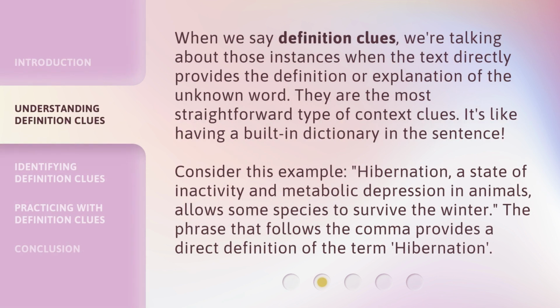When we say definition clues, we're talking about those instances when the text directly provides the definition or explanation of the unknown word. They are the most straightforward type of context clues. It's like having a built-in dictionary in the sentence. Consider this example. Hibernation, a state of inactivity and metabolic depression in animals, allows some species to survive the winter. The phrase that follows the comma provides a direct definition of the term, hibernation.